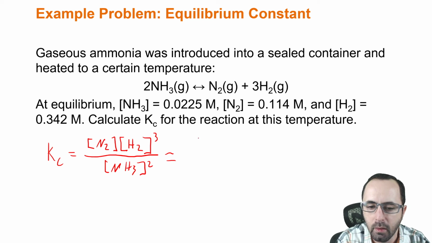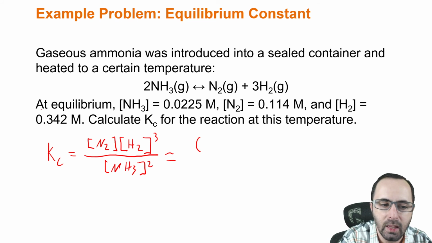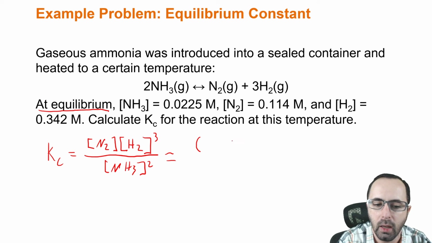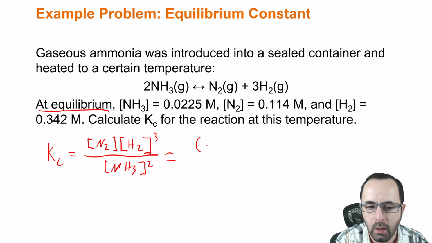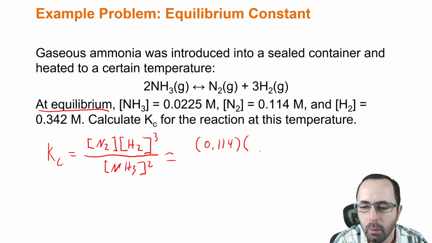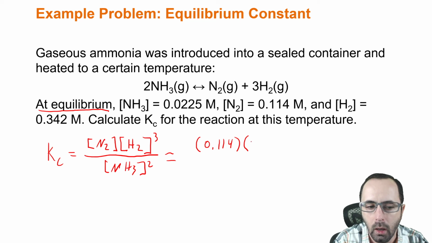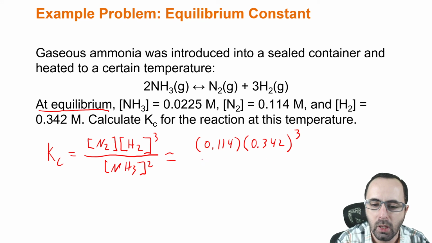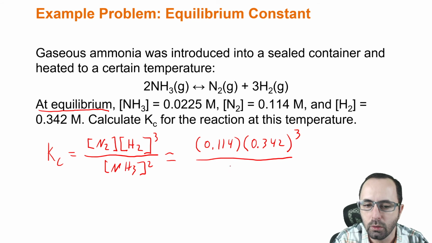Now let's plug these amounts in, and notice these have to be equilibrium concentrations, otherwise this does not apply. We plug in the nitrogen concentration, 0.114, and only with equilibrium constants is it okay to leave your units off. We leave off molar, and then put the concentration of the hydrogen, 0.342, to the third power. Then we divide by our concentration of ammonia, 0.0225, and we square that.